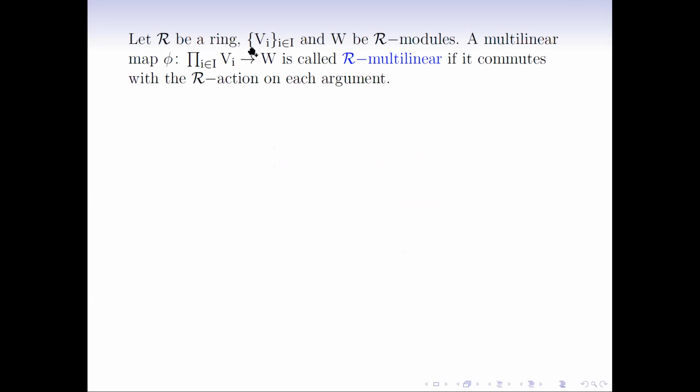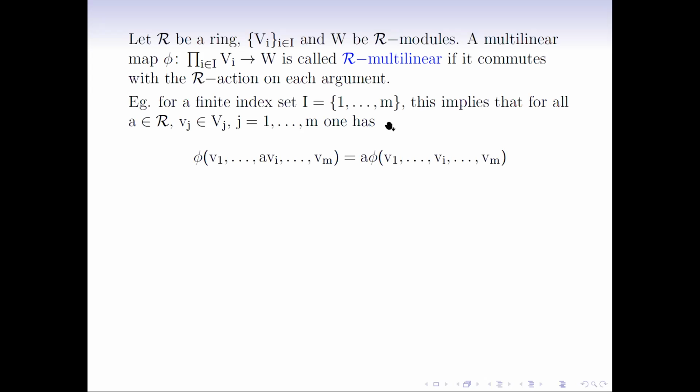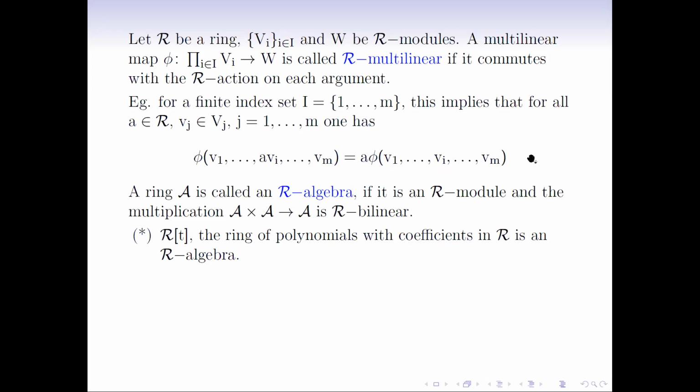So if R is a ring, Vi is a collection of modules over R, and W is also an R module, then a multilinear map is a map from the Cartesian product of the V's to W. It's called R multilinear if it commutes with the R action on each argument. It means the following: phi of v1 and so on, a multiplied by the element in the ith position, and so on, vm, equals a times phi of all m arguments. A ring A is called an R algebra if it is an R module and the multiplication is R bilinear.